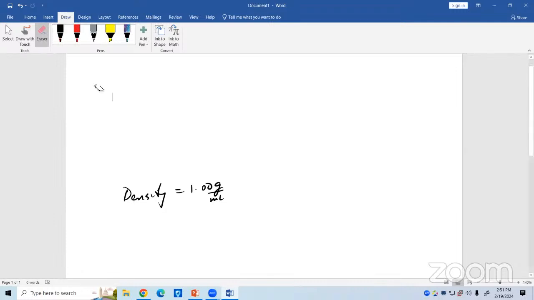What the question is asking for is the mass of the solute. So you're going to use the same formula actually. Percent will be equal to the mass of solute divided by the mass of solution.